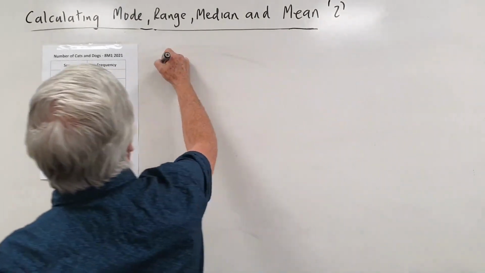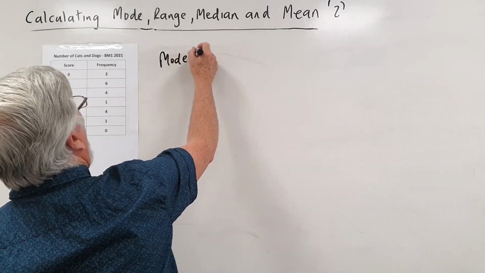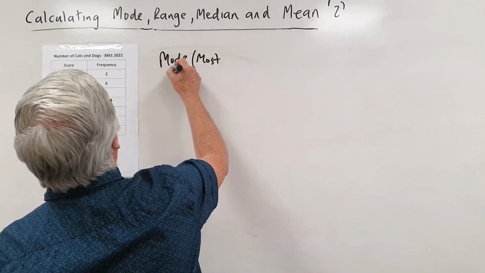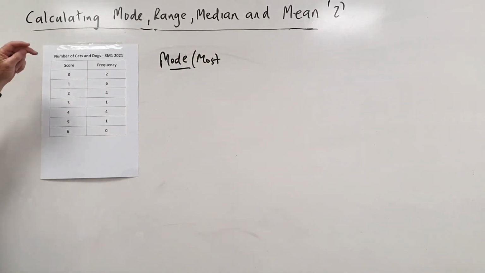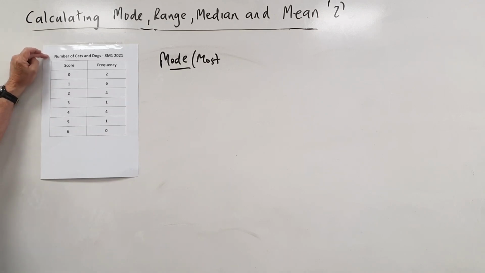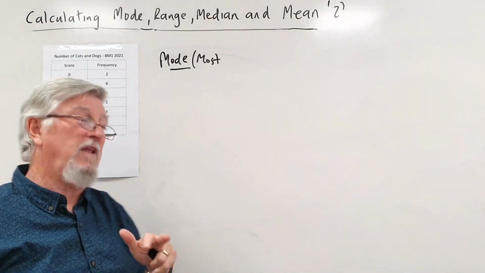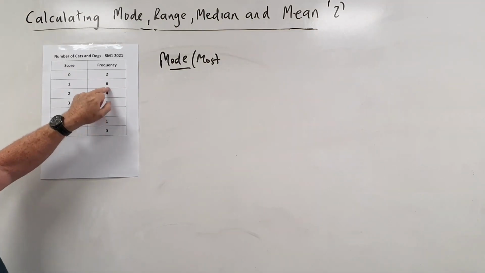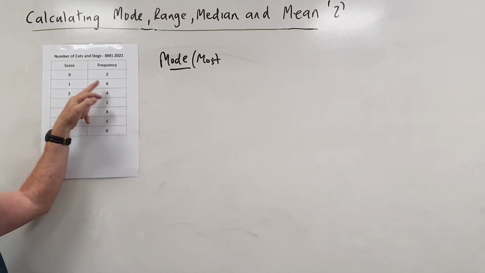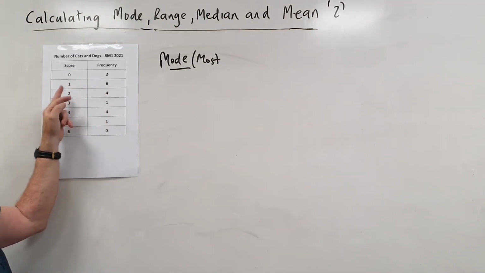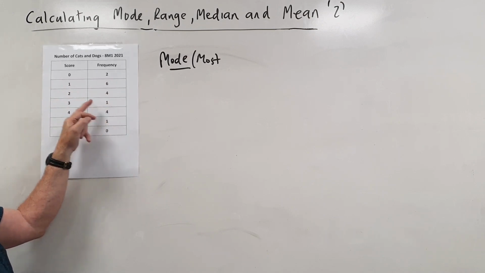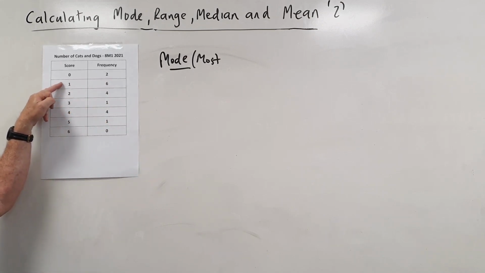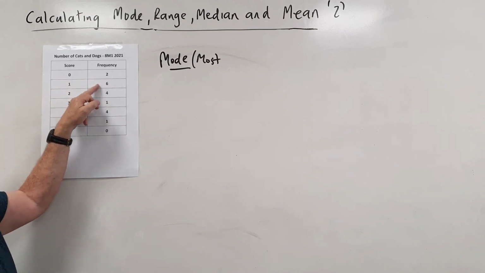So mode, the first one of all. Mode is the one I call the one that turns up the most. If you have a look at it here, this was the survey I did with the number of cats and dogs in my Year 8 class the other day. There were 2 families that had none. There were 6 families, what's the trap? 6 families had 1, 4 families had 2, 1 family had 3, and as probably expected, a lot of families will only have 1 pet.